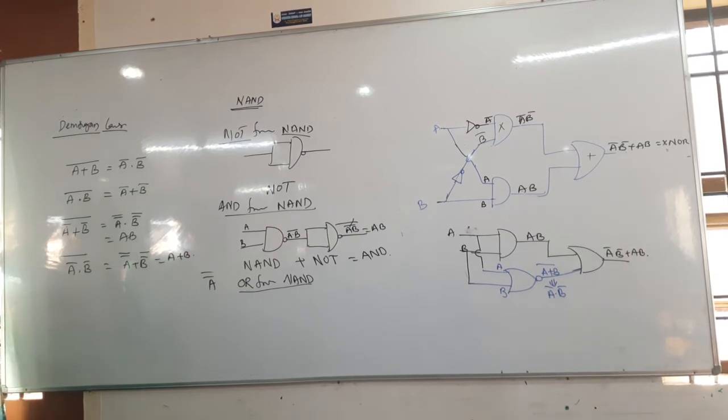OR gate answer, A plus B. You have to take A B whole bar and then you have to get A plus B. How is it possible? In front of you only the answer is there. A bar? Yes, very good.